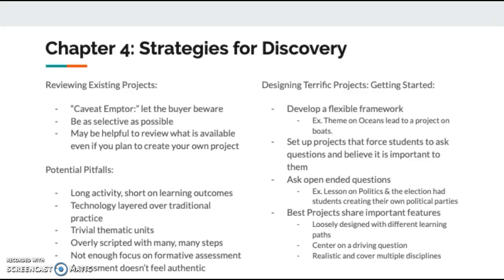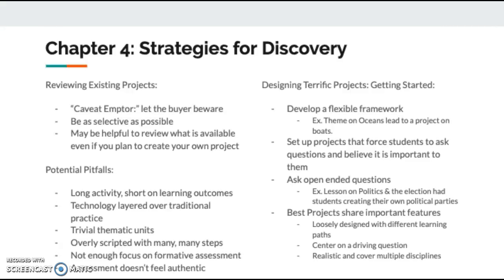And then next is technology layered over traditional practice. That could be them doing a writing project where they have to research a certain time period and then they put together a slideshow. Well, that's the same thing as having them look through a textbook and then write a paper about it, but just adding technology. So it's not really adding any value, you're just adding more work.